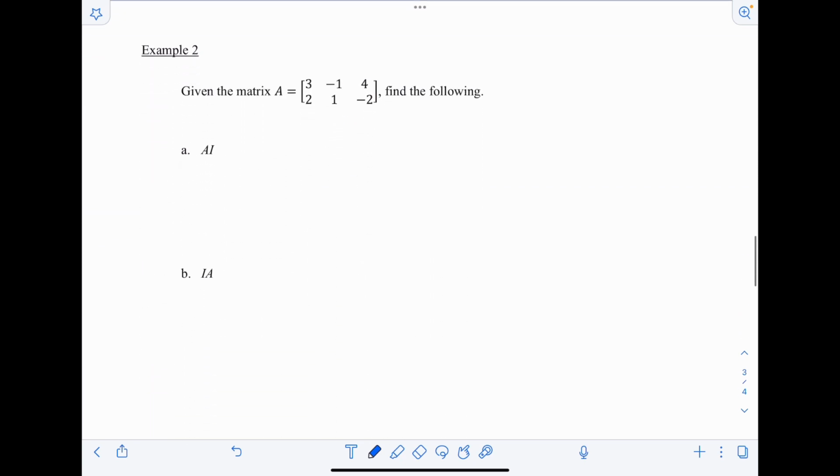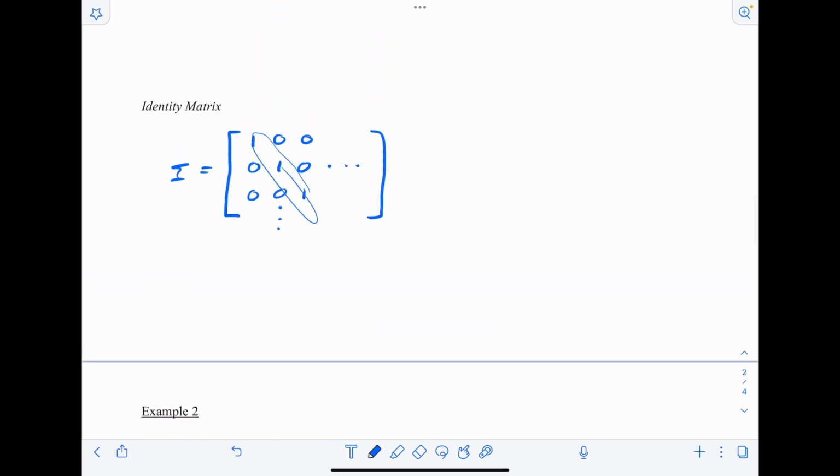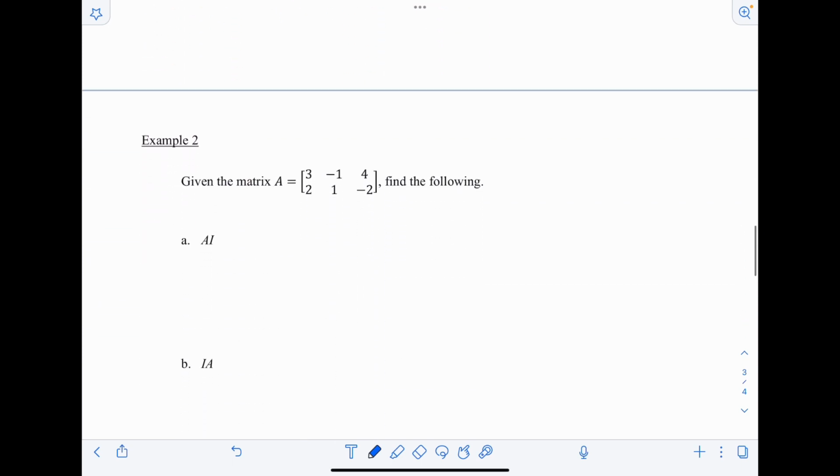So here we've got a 2x3 matrix. We're calling this matrix A, and we're going to just multiply this by the identity matrix. Now, the identity matrix is always a square matrix, so this is always going to be n by n. So when I multiply a 2x3 matrix, depending on what order I multiply by, that's going to change the size of my identity matrix. So for example, if I'm going to take A times I, so this is 3, -1, 4, 2, 1, -2. So again, this is a 2x3 matrix.